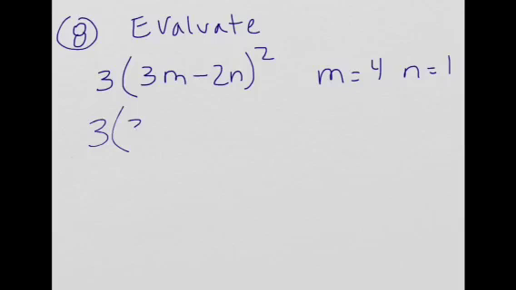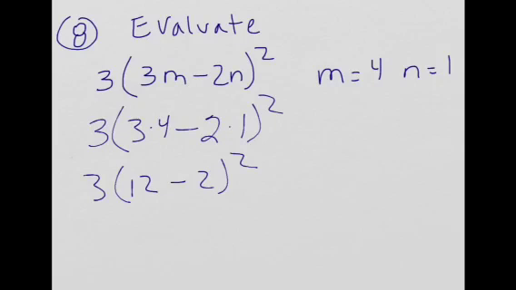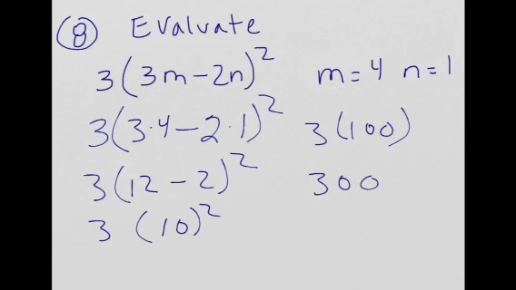Evaluating again, we're going to go ahead and plug in. So it's going to be 3 times 4 minus 2 times 1 squared. So it's 3 times 12 minus 2, and then we're going to square that. 3 times 10, and then we're going to square that. So it's going to be 3 times 100, which is going to be 300.